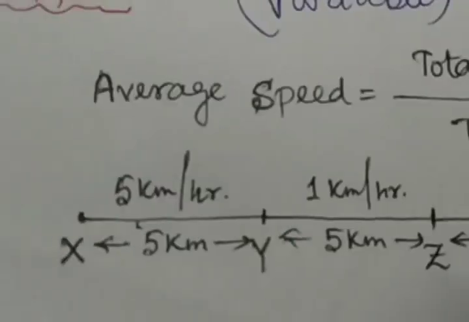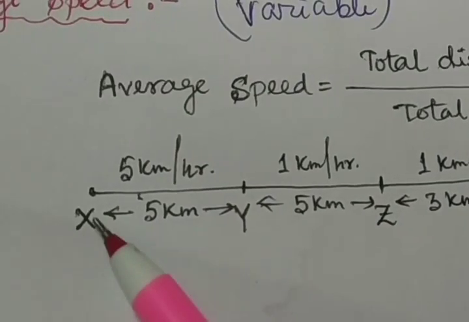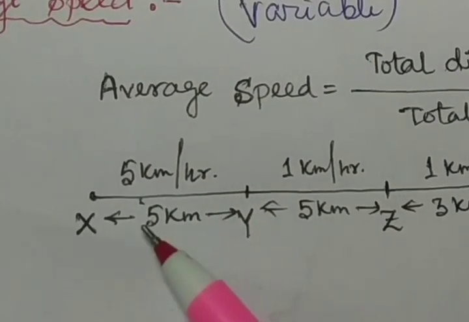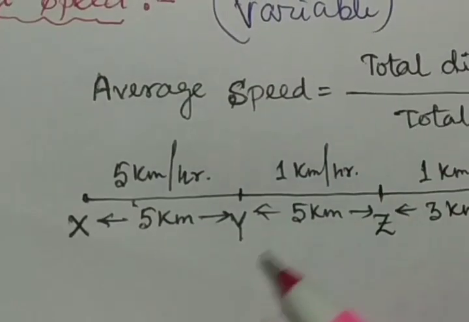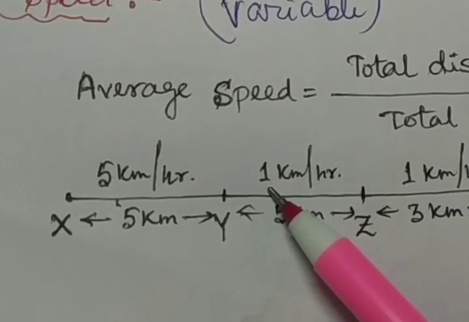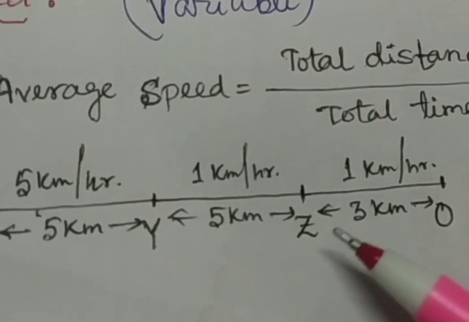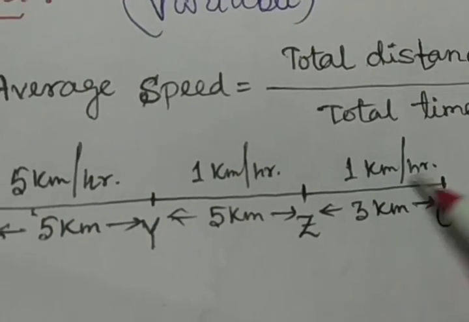Okay, so now see, I have given an example, you can understand better. Now a person is moving from X to Y. This is a 5 km journey with a speed of 5 km per hour. Now Y to Z, it is also 5 km, but the speed is 1 km per hour. Now from Z to O, the distance is 3 km, and the speed is 1 km per hour.